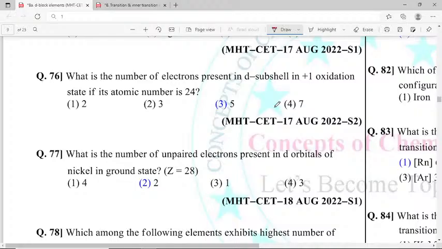What is the number of electrons present in the d subshell in the +1 oxidation state of Cr? Cr stands for chromium. Chromium plus 1 has configuration 3d5 4s0. So the number of electrons present in the d subshell is 5, 3d5.